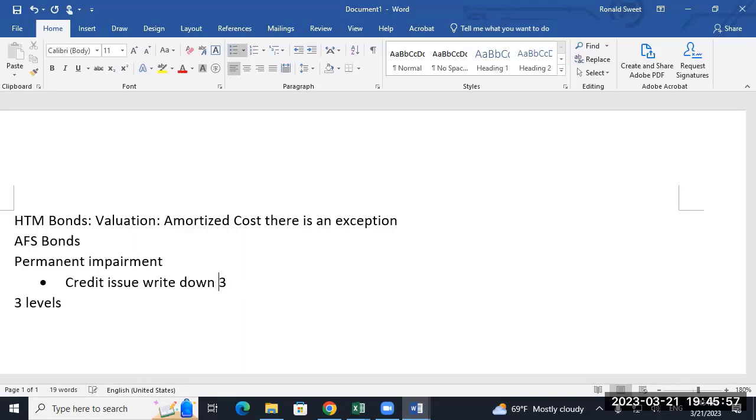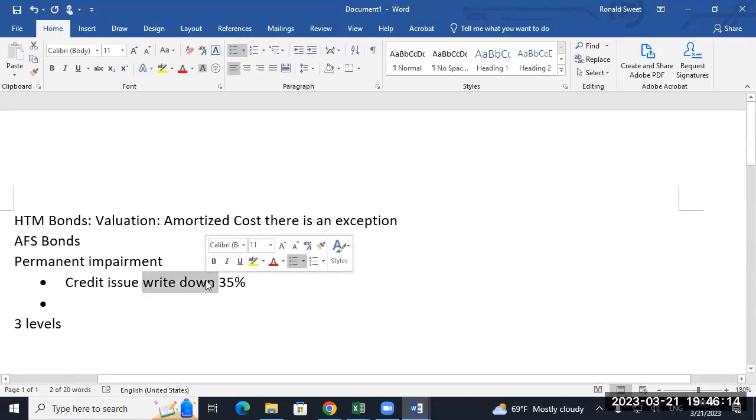Let's say 35%. And then you find out 2 months later, everything's fine and you get rescued. What do you do then? Can you write it back up? No, you can't. Guess what just happened? This becomes your new amortized cost. You can't write bonds back up. So once you permanently impair it, it's impaired until it matures. That's a pretty big decision, right?